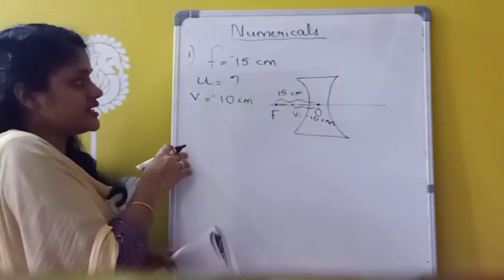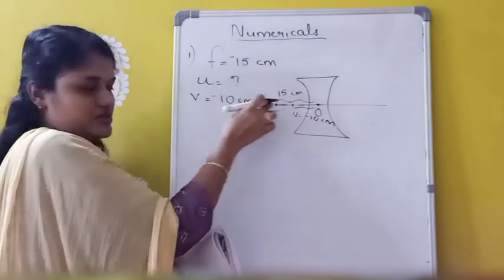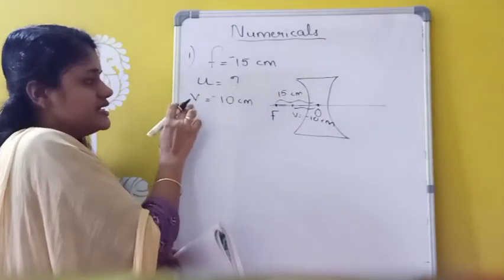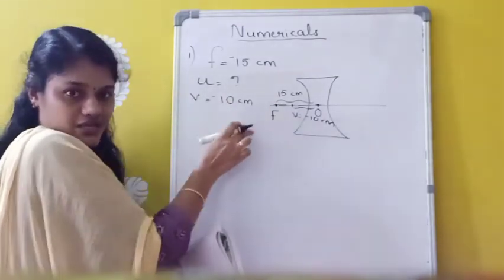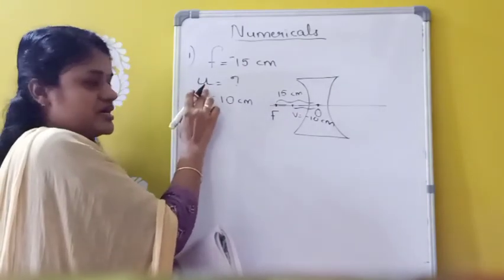So, in the case of concave lens, focal length is always negative because we have the first focus only on the left hand side. Then the image also we are getting only on the left hand side. So v is also taken as minus. And what we have to find out? We have to find out u.